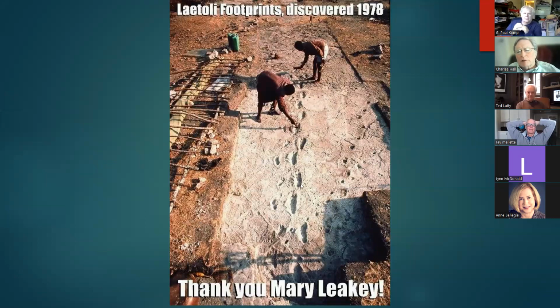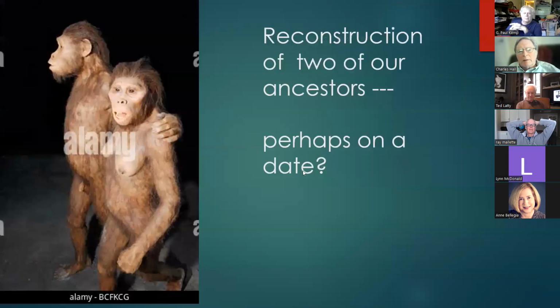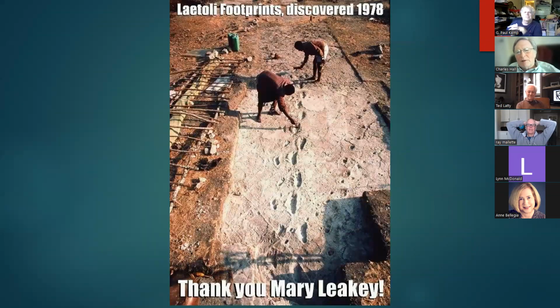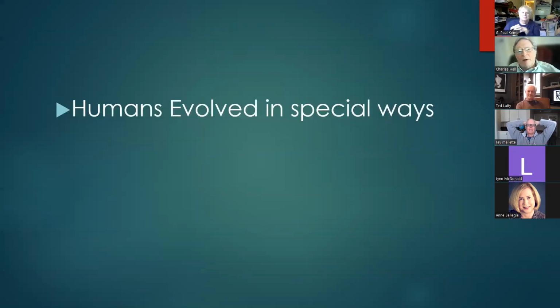Anthropologists have looked at this much more carefully and thought that this might have been two of our early ancestors, perhaps on a date, or father and daughter, or whatever. There's various arguments about how you should interpret these footsteps. But there we are, leaving our footprint on the world.